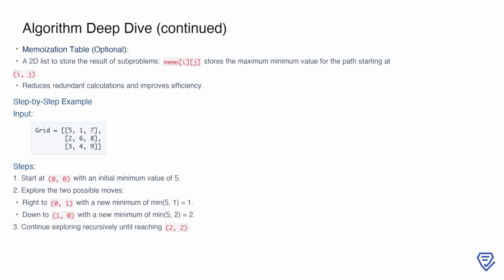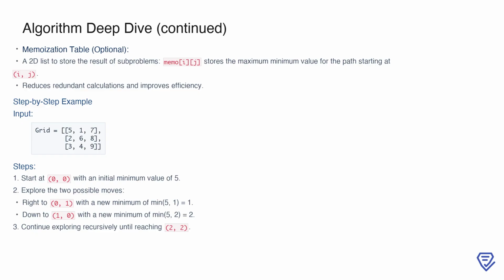Consider the grid 5, 1, 7, 2, 6, 8, 3, 4, 9. Starting at (0, 0), the initial minimum value is 5. From here, we can move right to (0, 1), where the new minimum becomes min(5, 1) equals 1, or move down to (1, 0), where the new minimum becomes min(5, 2) equals 2. This process continues recursively until reaching the bottom right corner.